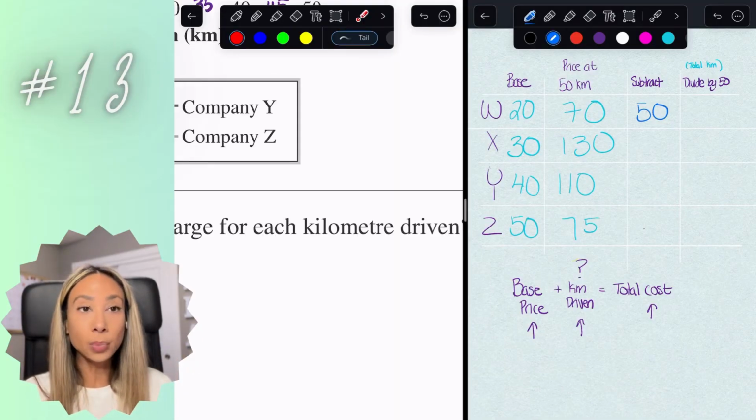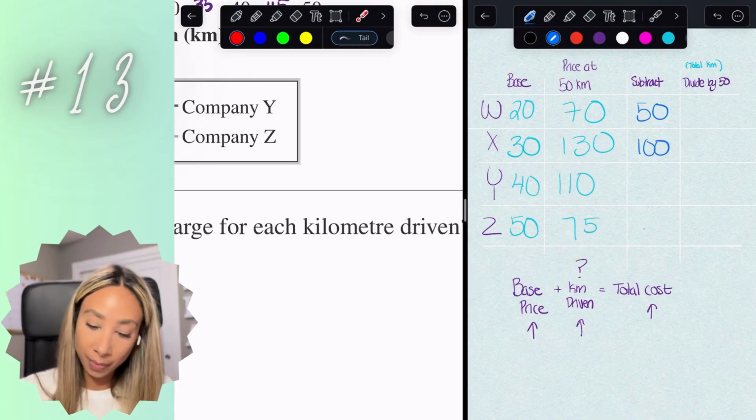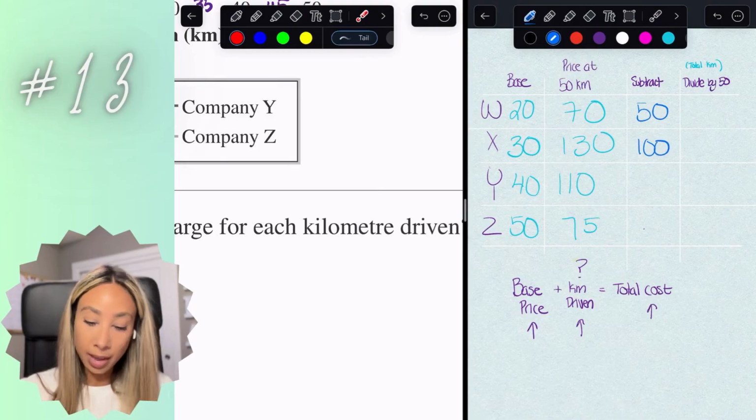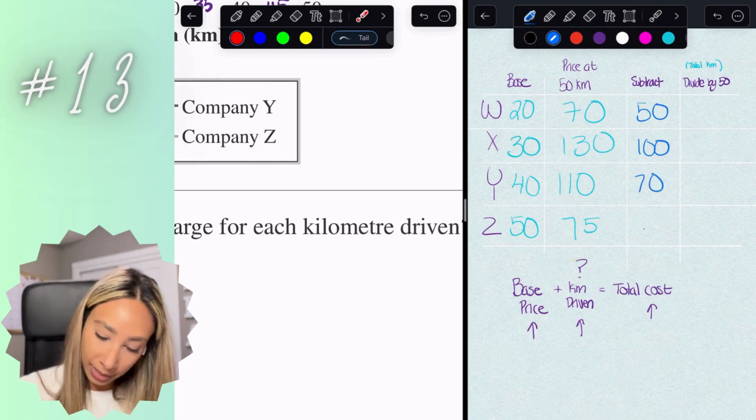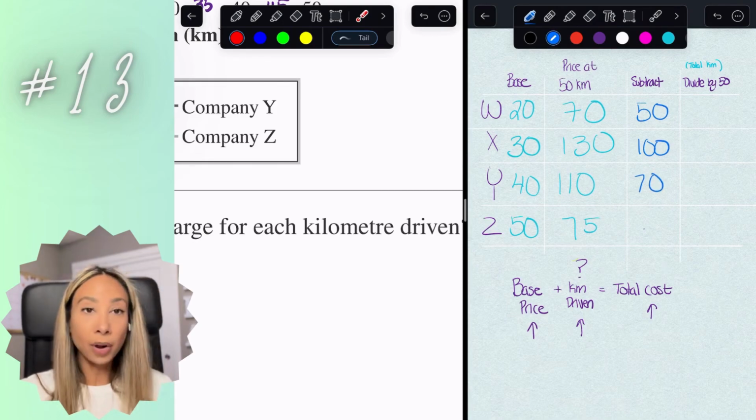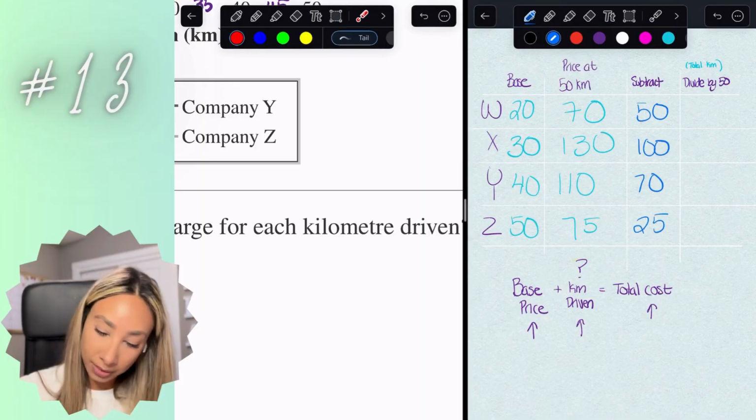For company X, we're going to go 130 take away 30. That's going to give me a cost of $100. For company Y, that's going to give me a cost of 70. And for our last company, that gives me a cost of 25.